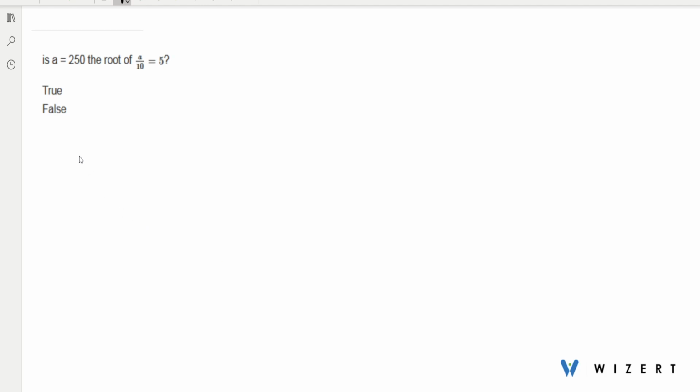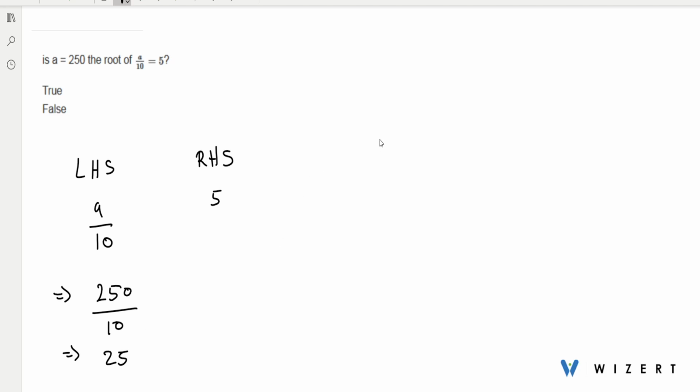So in the left hand side, we have a upon 10, and in the right hand side, we have a constant which is equal to 5. Now in the question, the value of a is said to be 250. So let's substitute a equals 250 in the left hand side. So we will have 250 upon 10, which is equal to 25.